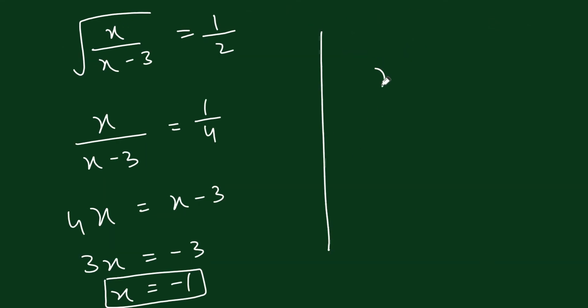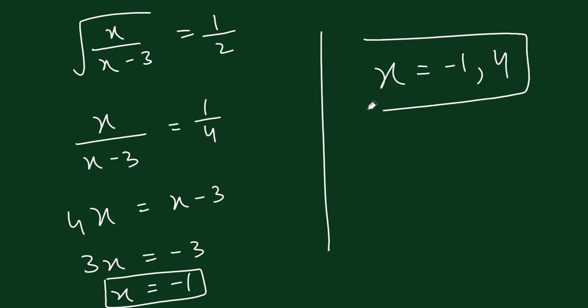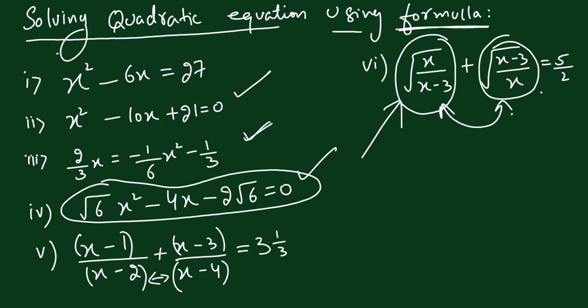So you got two values of x. x is equal to minus 1 and 4. That is the answer. So these are the two roots of your question. So that was your solving quadratic equation using the formula.